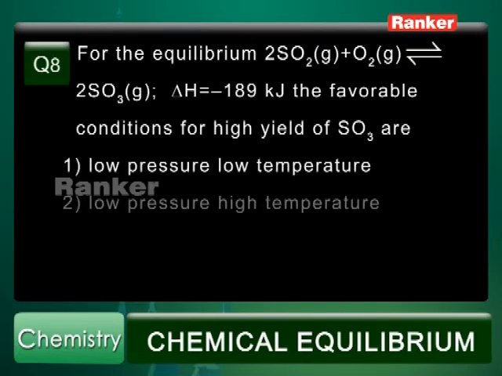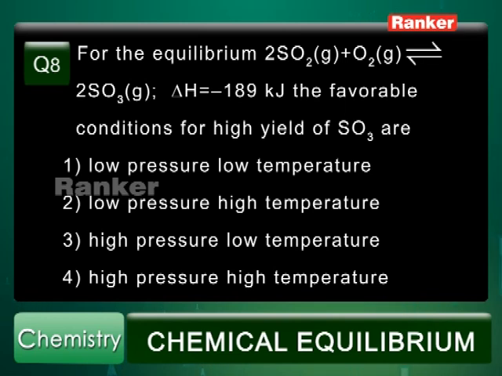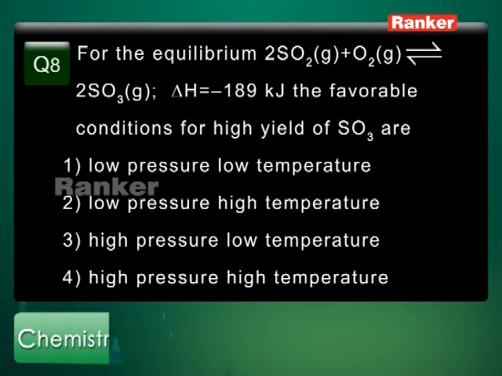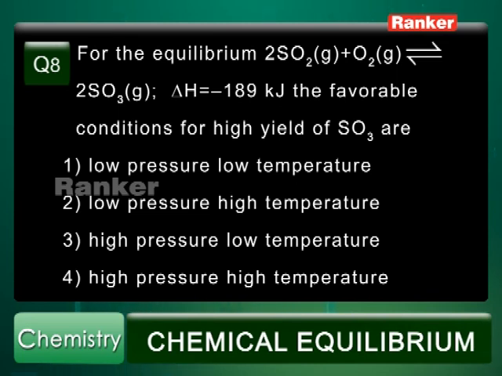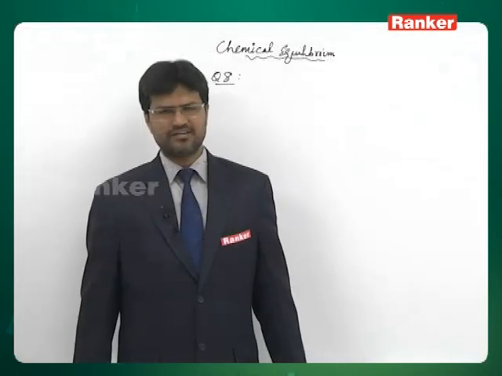Question number 8. For the equilibrium 2SO2 plus O2 gives 2SO3, delta H is equal to minus 189 kilojoules. The favorable conditions for high yield of SO3 are, first option low pressure, low temperature, second option low pressure, high temperature, third option high pressure, low temperature, and fourth option high pressure, high temperature. You need to apply Le Chatelier's principle.